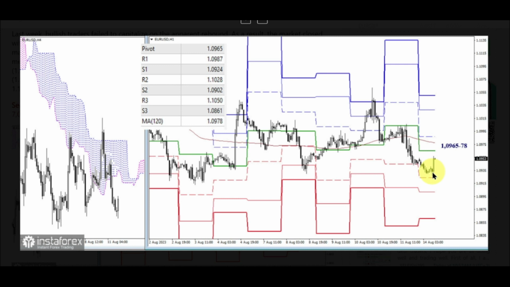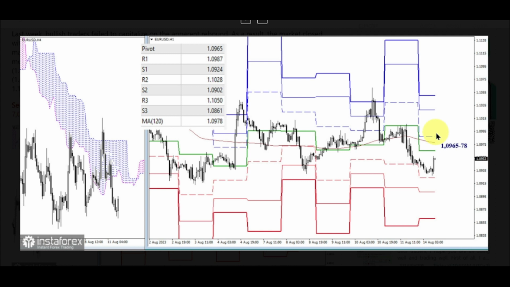Targets for the development of bearish sentiment today are located at 1.0924, 1.0902 and 1.0861, supports of classic pivot points. The key levels of lower timeframes currently serve as resistance at 1.0965, central pivot point, and 1.0978, weekly long-term trend. Breaking through which will affect the prevailing balance of power.